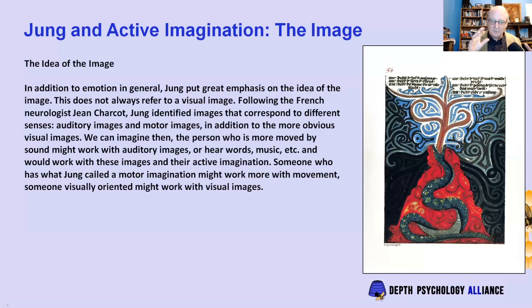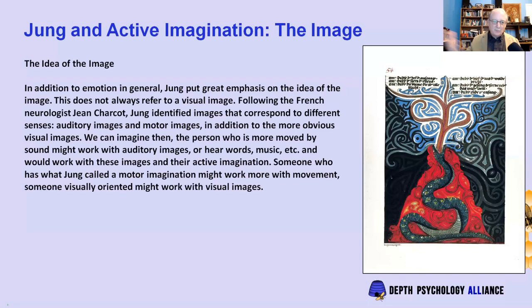In addition to the more obvious visual images, because we were drawn to, for example, this lovely image of Jung's from the Red Book on the right here, very dynamic, very beautiful, but that may not be how everyone would document their active imagination process. We all would want to document it. Documenting it, codifying it in some sort of a concrete way, bringing it into the world is important, but we all might do it in a different way.